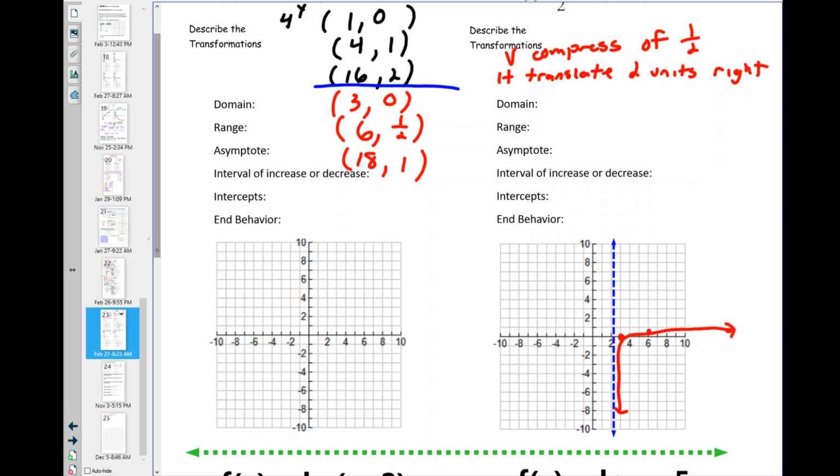Alright, who haven't I called on today. Let's go with Abby. Abby, what's the domain? No. Anita, what's the domain? Good. 2 to positive infinity. Tabarak, the range?